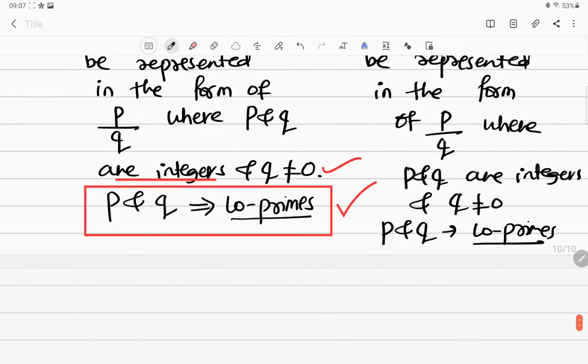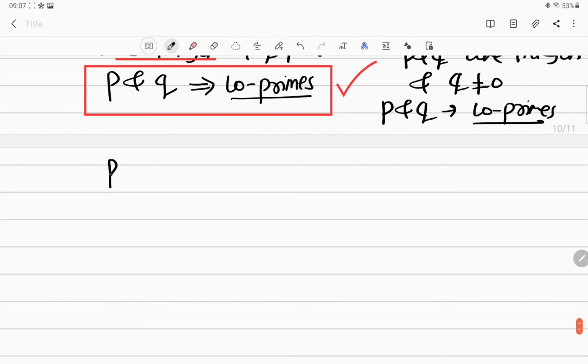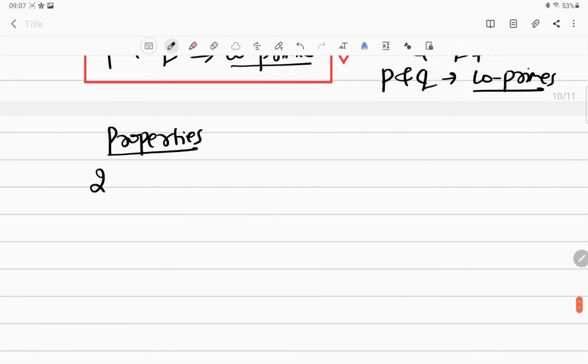Now let us get into the properties of these rational numbers. Already we have seen the definition. Properties, for example, 2.4. Is it a rational number? Yes. 2.4444, it is continuing. Is it a rational number? Yes. Both of these are rational numbers. 2.4 can be written as 24 divided by 10.